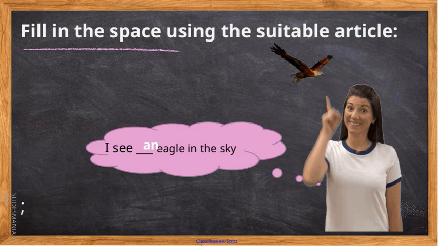I see eagle in the sky. Now the key here is filling in that blank with the correct article. You might be wondering which article should I use, a or an? Well, it depends on the sound that begins the next word. Since eagle starts with a vowel sound, we use an.